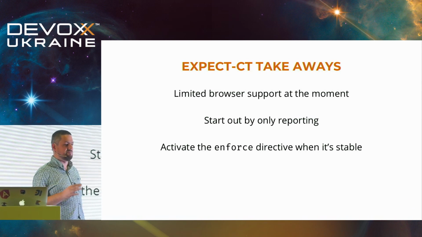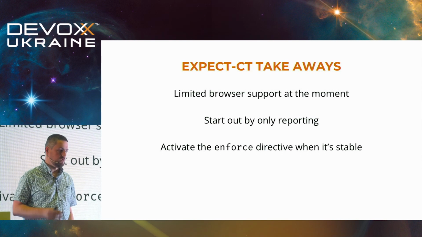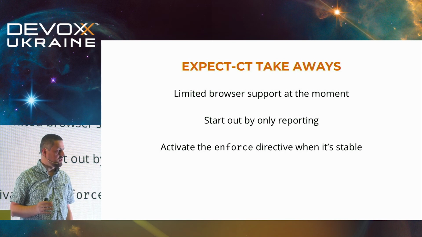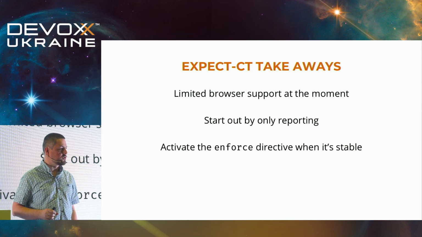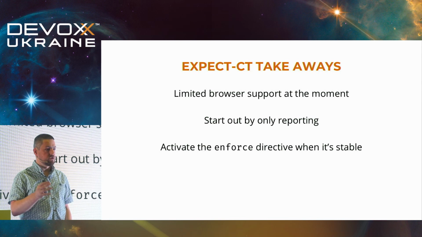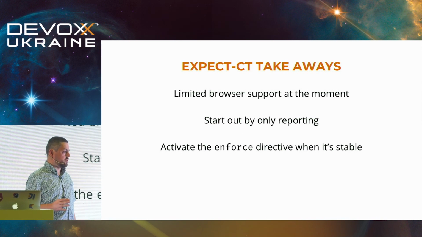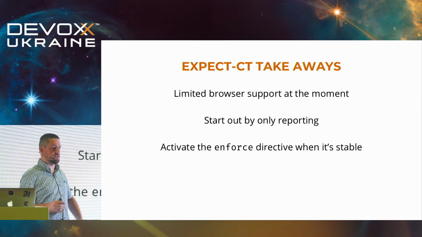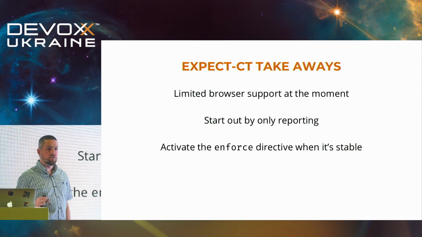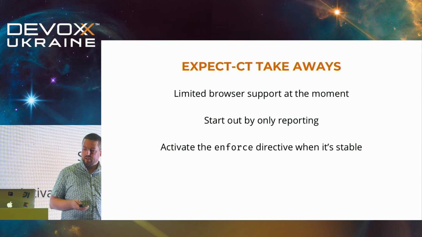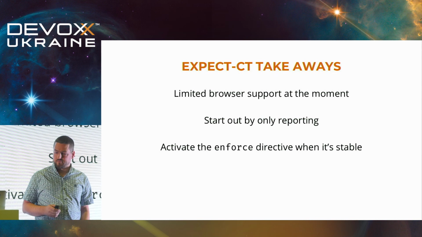Enforcing the header, only do this when it's stable. Just add the enforce directive at the end, and then the browsers will know, okay, now I have to block certificates that don't appear in these logs. That's the most secure option. The other one is just for testing. You use that until you're sure that you've achieved what you want to achieve, that you don't get any strange hits that suddenly block access to your site. So only then do you activate the enforce directive.